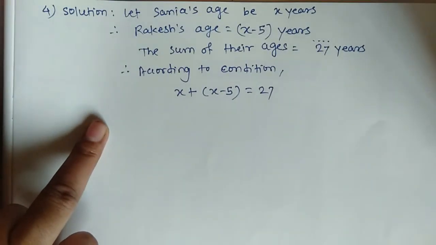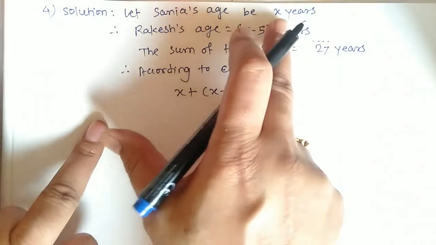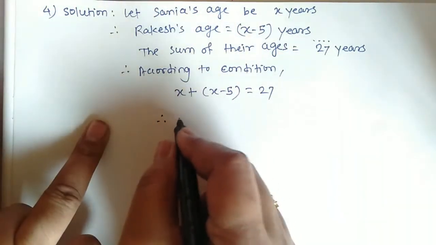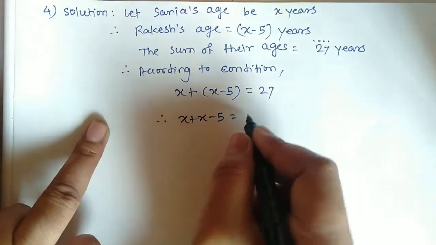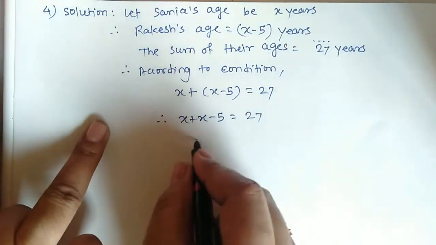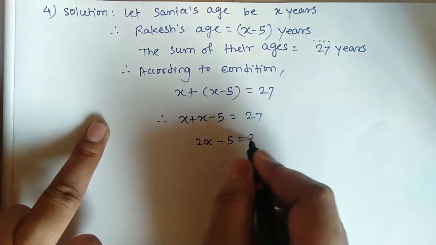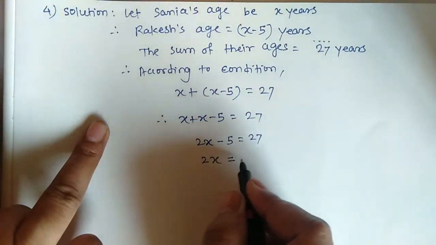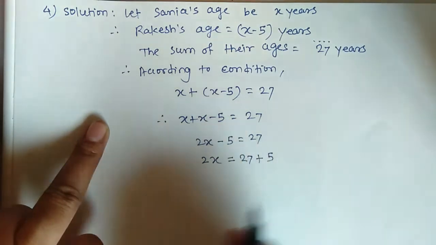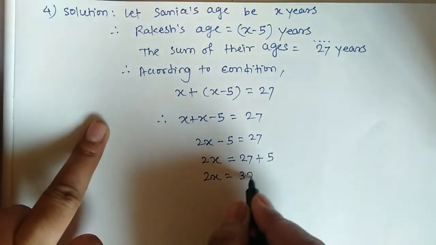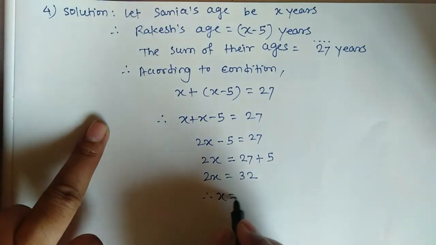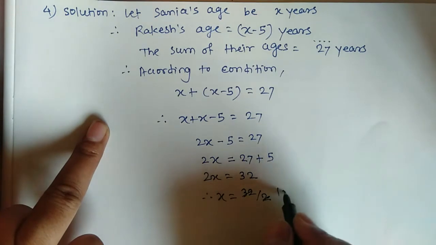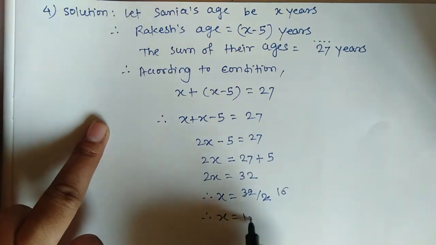Now solve this equation. Then we get the value of x. X means Sania's age. So therefore x plus x minus 5 is equal to 27. X plus x is twice x minus 5 equal to 27. So this minus 5 goes to the right side, it becomes positive. So twice x is equal to 32. So therefore x is equal to 32 divided by 2. So it is 16. So therefore x is equal to 16.